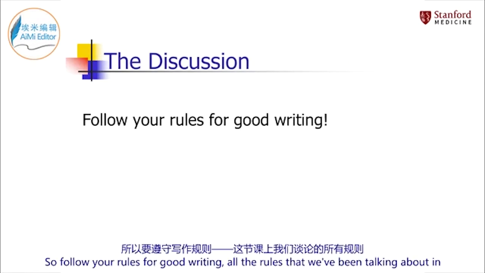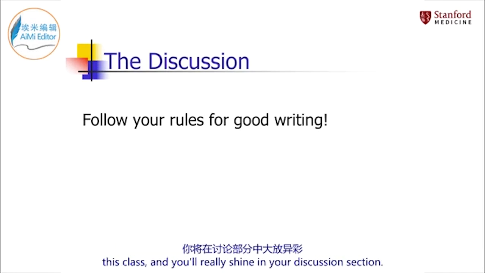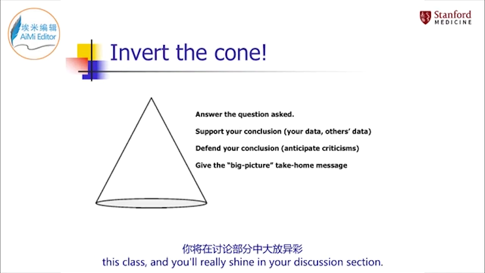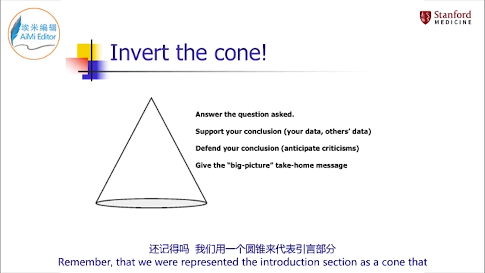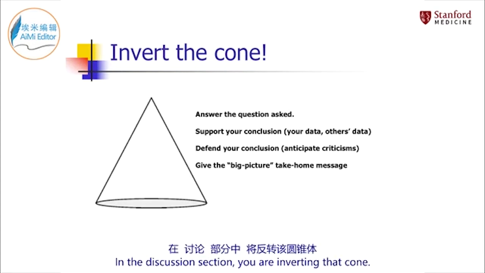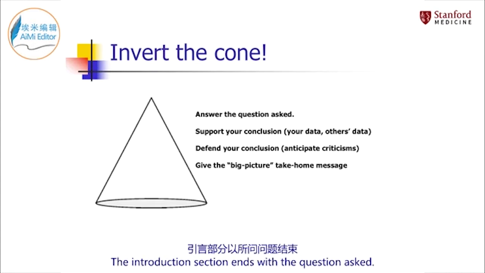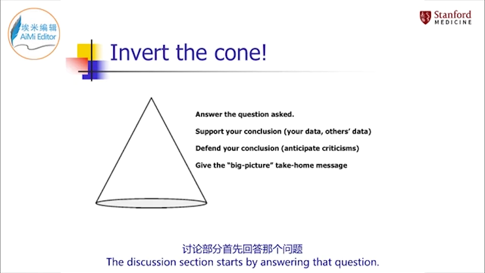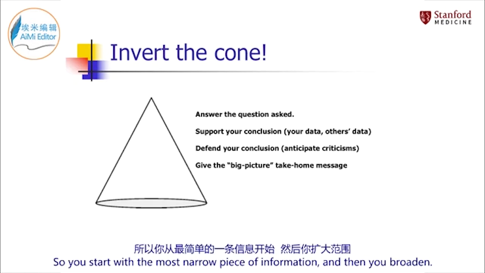So follow your rules for good writing, all the rules that we've been talking about in this class, and you'll really shine in your discussion section. Remember that we represented the introduction section as a cone that went from broad to narrow. In the discussion section, you are inverting that cone. The introduction section ends with the question asked. The discussion section starts by answering that question. So you start with the most narrow piece of information, and then you broaden.